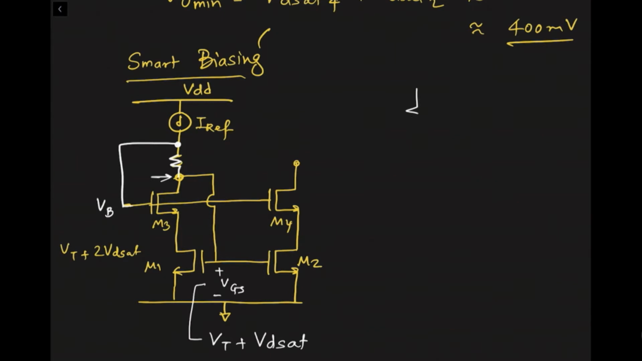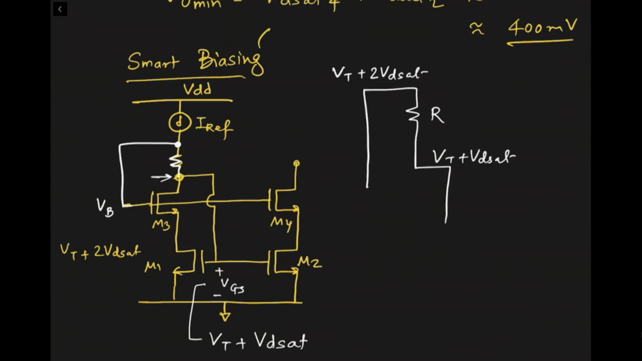If you just look at the resistor, this one part coming down, this you would like to be VT plus 2 VDSAT, and this value is VT plus VDSAT, so across the resistor it is pretty obvious that the voltage drop should be at least VDSAT. If you can satisfy that, then you can easily generate the VB without having an extra stage. So the key point is the bias voltage VB is generated using IREF.